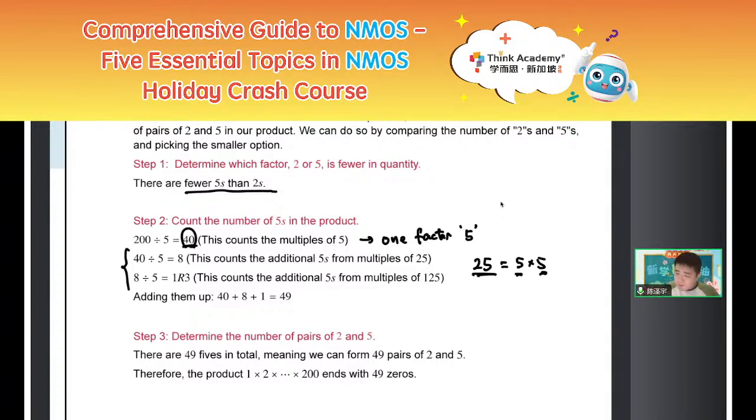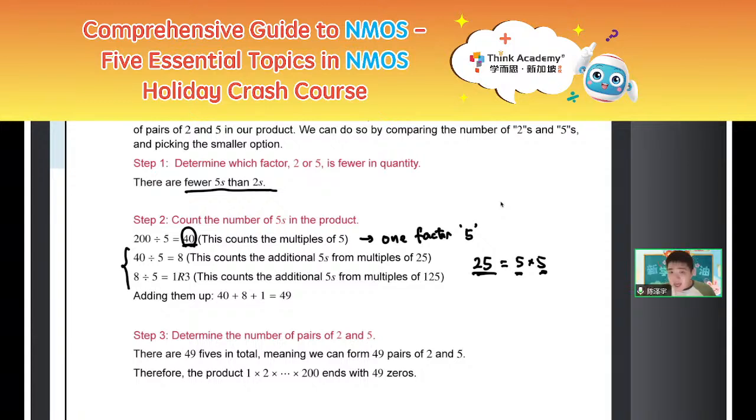So you see, even though every multiple of 5 will give us 1 factor of 5, those multiples of 25 will all give us 2 factors of 5, an extra 5, right? So for example, 50 will also give us an extra 5, right? 75 is the same. It will give us an extra 5. So we need to find out how many multiples of 25 there are.